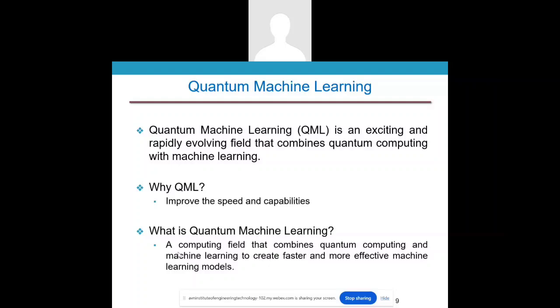quantum machine learning. What is this quantum machine learning? It is a combined computing field that combines quantum computing, as we discussed, and machine learning to create faster, more effective machine learning models. For that purpose, we are moving to quantum machine learning, and we are going to discuss a few quantum learning algorithms.